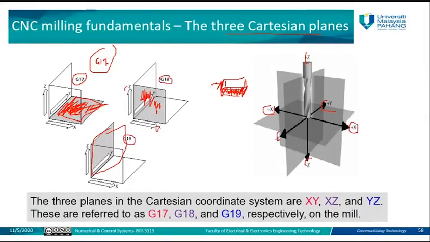These are the definitions for the 3 coordinate planes. G17 gives you XY. G18 gives you ZX or XZ, actually it's the same. And YZ or ZY is G19. So here you have the 3 planes in the Cartesian coordinate system, which are XY, XZ, and YZ.